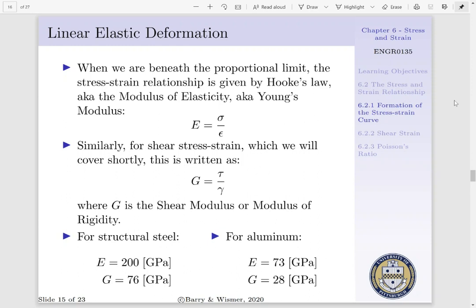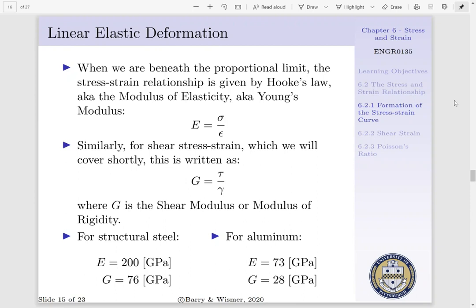Now, some common values for our elastic and shear modulus are as follows. For structural steel, our elastic modulus is typically on the order of 200 gigapascal, and our shear modulus is typically on the order of 76 gigapascal. For aluminum alloys, our elastic modulus is typically around 73 gigapascal, and our shear modulus is typically around 28 gigapascals.